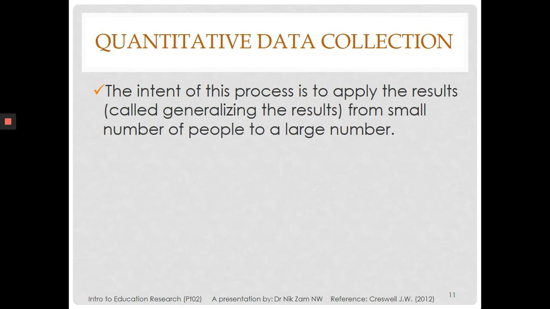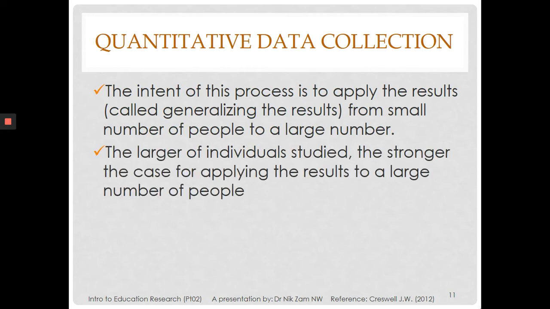Okay, the intent of this process is to apply the result, called generalizing the result, from a small number of people to a large number. The larger the individual study, the stronger the case for applying the result to a large number of people. Sebab tu kalau you buat quantitative, sampling is one of the important issues that you need to consider. Sampling tu dia represent tak the majority number of people.